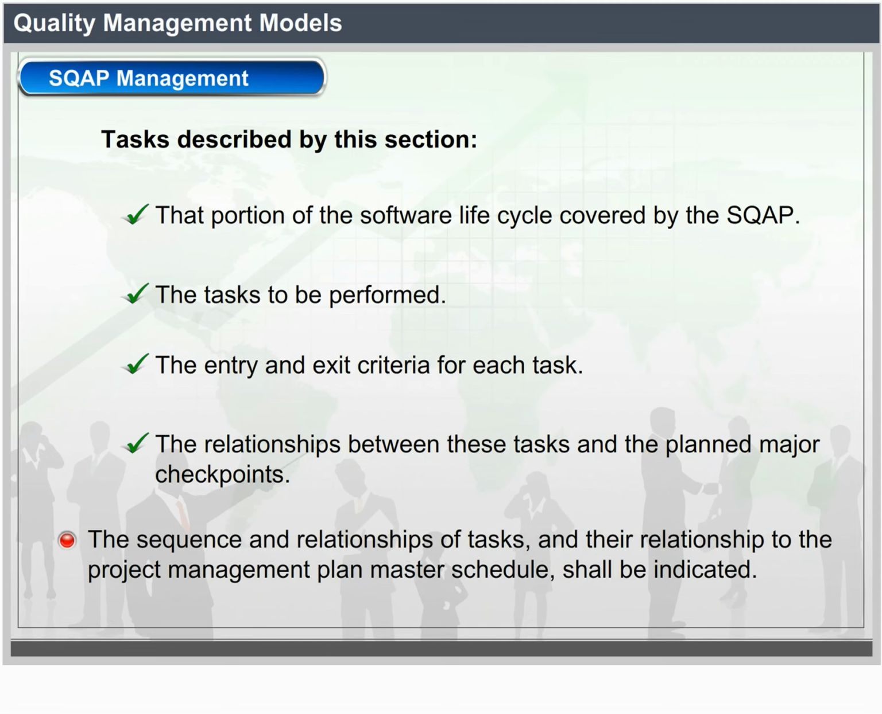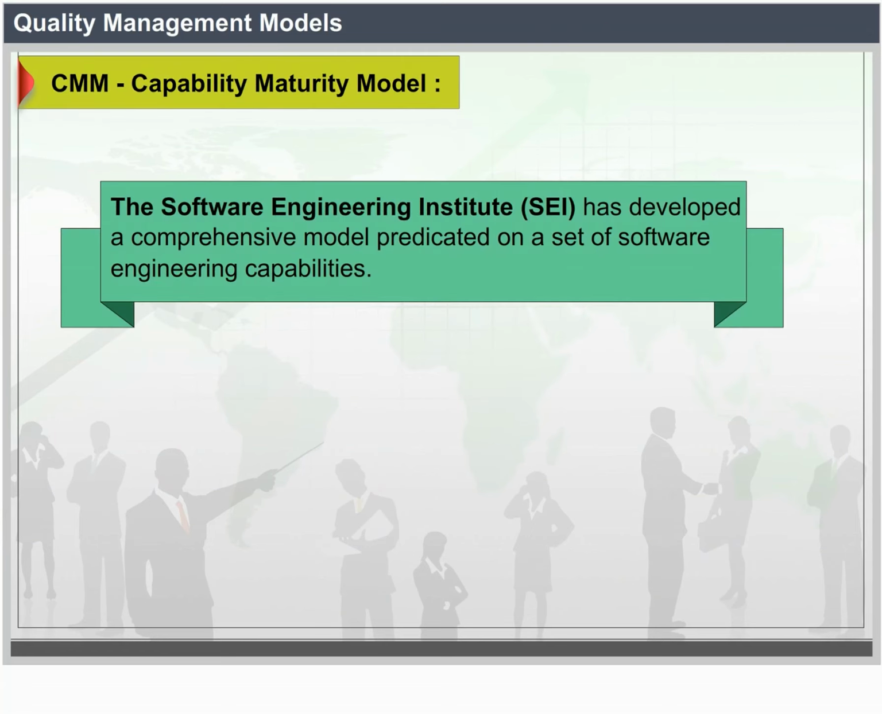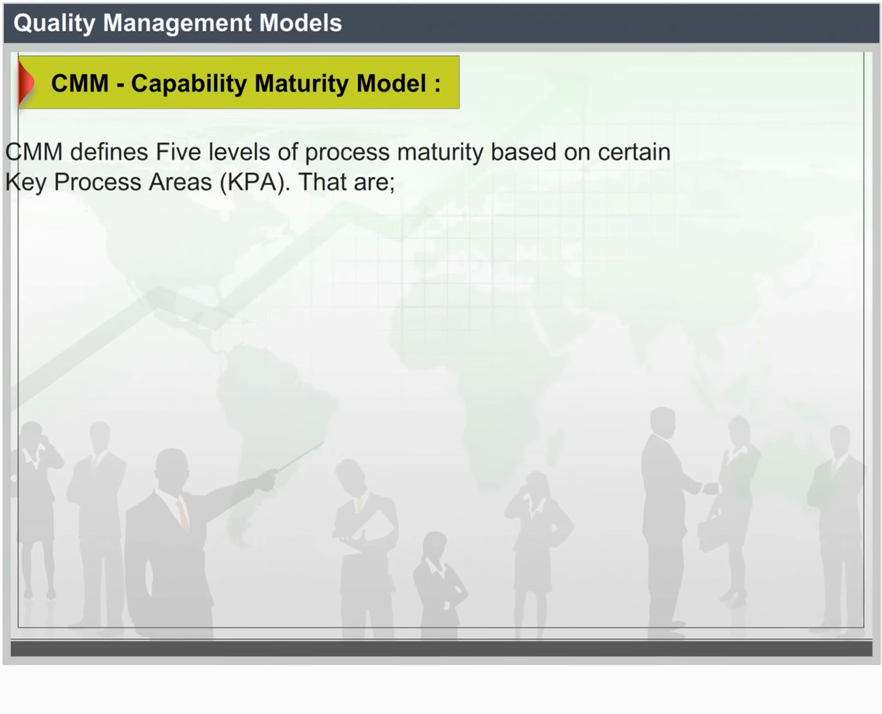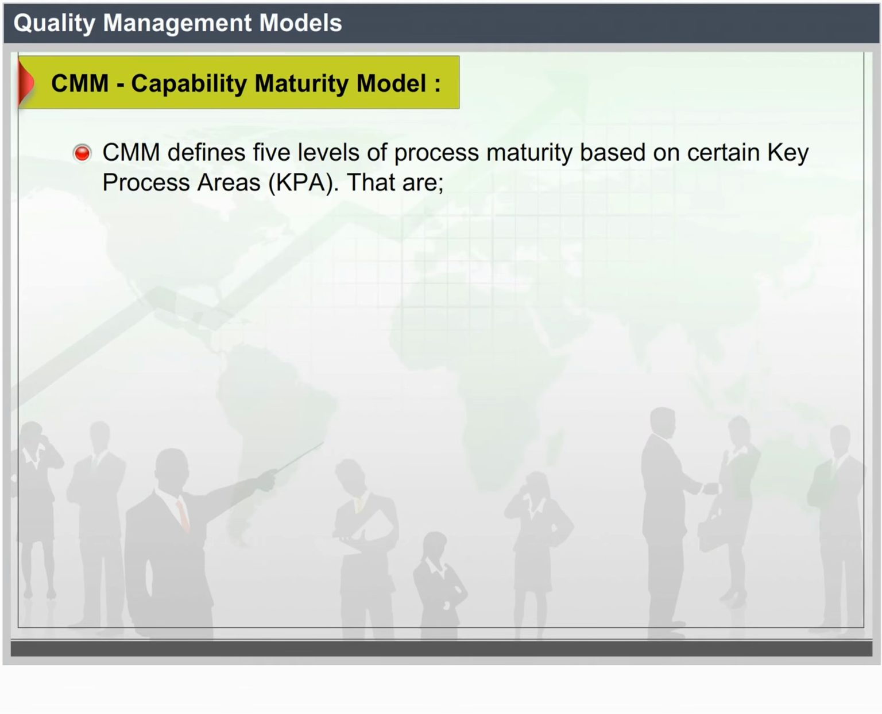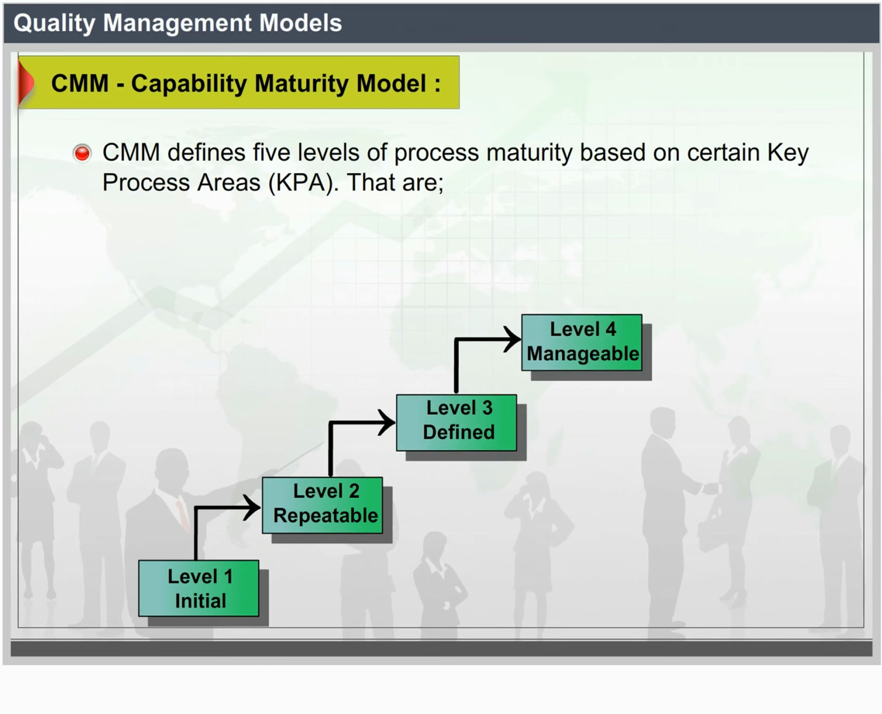CMM, Capability Maturity Model. The Software Engineering Institute, SEI, has developed a comprehensive model predicated on a set of software engineering capabilities. The Capability Maturity Model, CMM, is a benchmark for measuring the maturity of an organization's software process. CMM defines 5 levels of process maturity based on certain key process areas, KPA, that are Level 1, Initial, Level 2, Repeatable, Level 3, Defined, Level 4, Managed, Level 5, Optimizing.